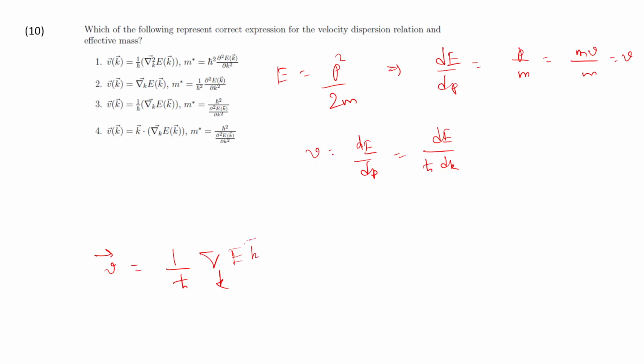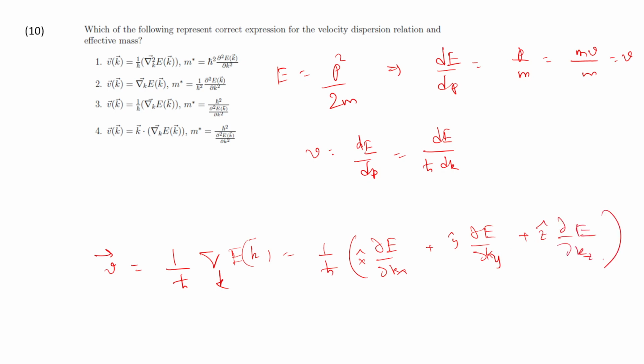as a function of k. What this means is (1/ħ) ∂E/∂kx x̂ + ∂E/∂ky ŷ + ∂E/∂kz ẑ. This is how your velocity will look in an arbitrary direction. And the effective mass, as we discussed earlier, m will be given by ħ² over ∂²E over ∂k². This was the first part of this assignment.